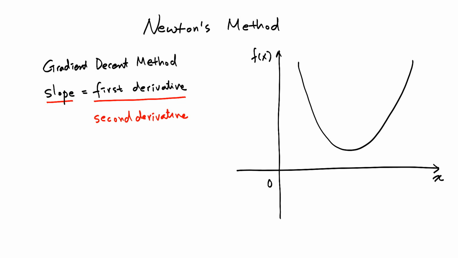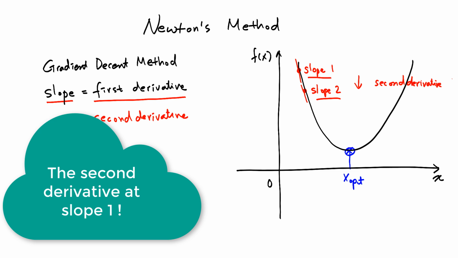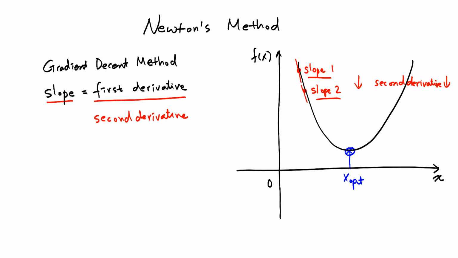Now, our goal is to find out this x-opt value, which makes this function minimal. Consider using the gradient descent method for this problem. And let's say we start from here. As you can see, the slope at this point and slope at this point are not much different. The difference between these two values is very small. And that small value is represented by this small second derivative. So second derivative is small when the first derivative does not change much.